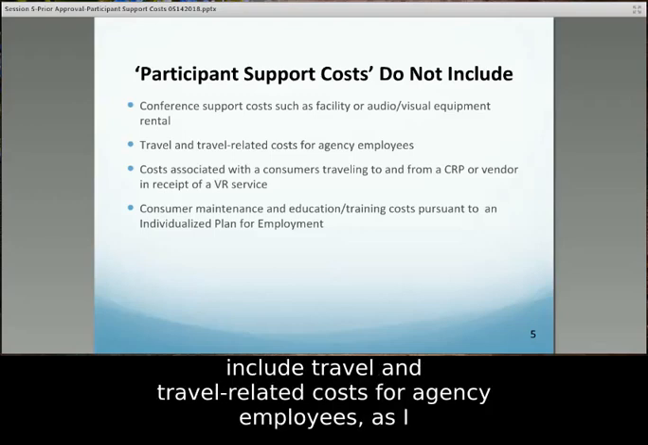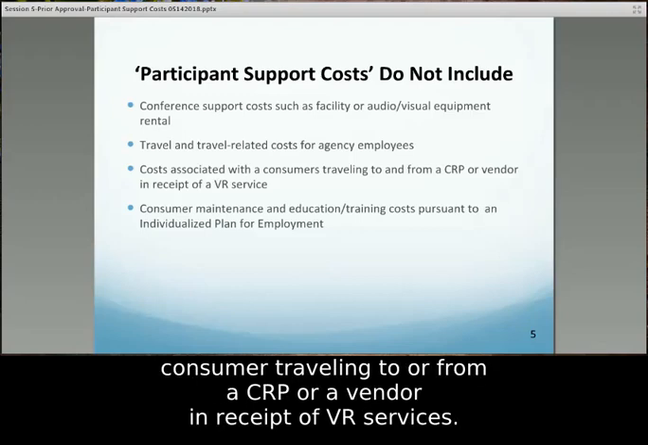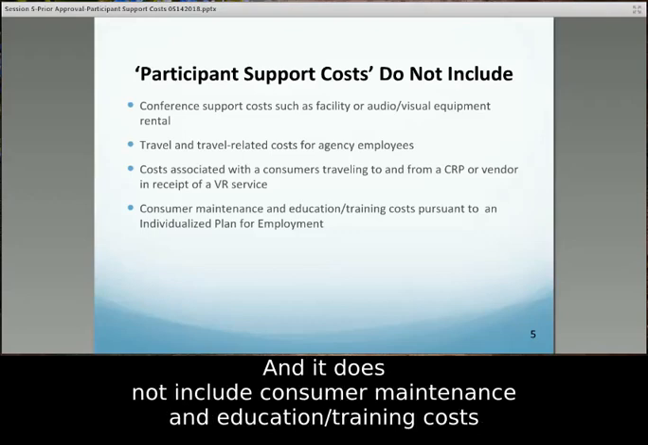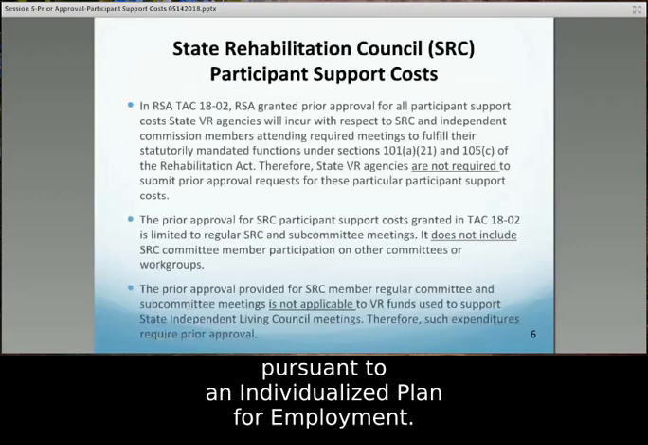It does not include travel and travel-related costs for agency employees, as I mentioned previously. It does not include costs associated with a consumer traveling to and from a CRP or a vendor in receipt of VR services. And it does not include consumer maintenance and education training costs pursuant to an individualized plan for employment.